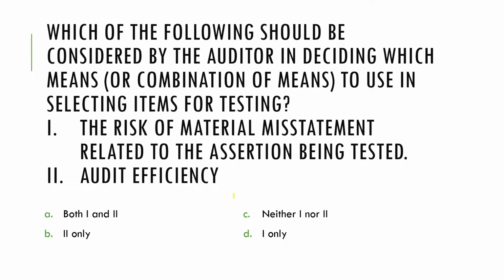Next, which of the following should be considered by the auditor in deciding which means or combination of means to use in selecting items for testing? Should we consider the risk of material misstatement related to the assertion being tested? And should we consider audit efficiency as well? Of course, the answer to this is both 1 and 2. Recalling, of course, the use of our audit risk model, where the risk of material misstatement or the assessed level of RMM definitely will be considered when the auditor determines the acceptable level of detection risk, and the acceptable level of detection risk affects the nature, timing, and extent. So that would be both 1 and 2.